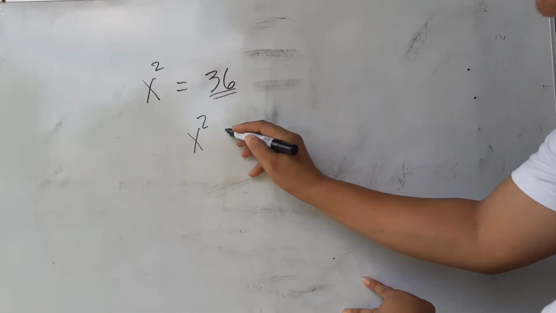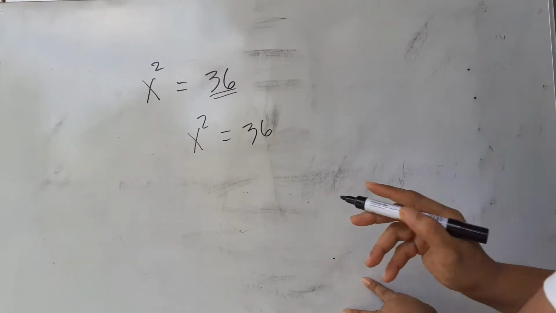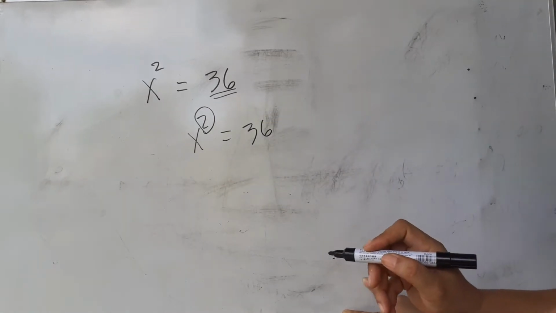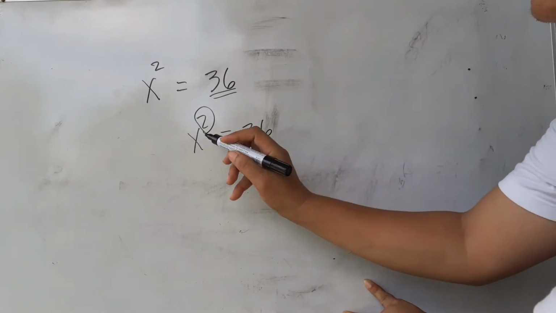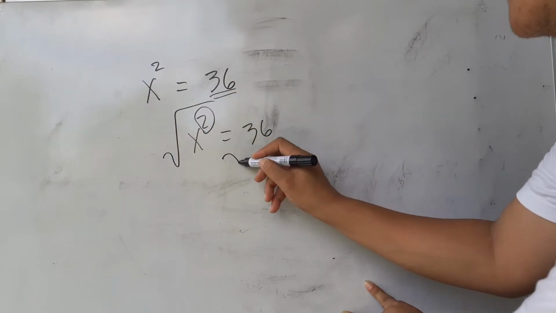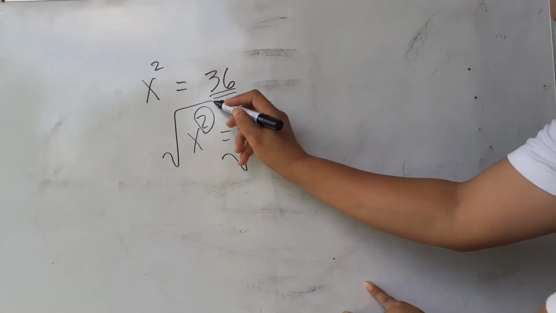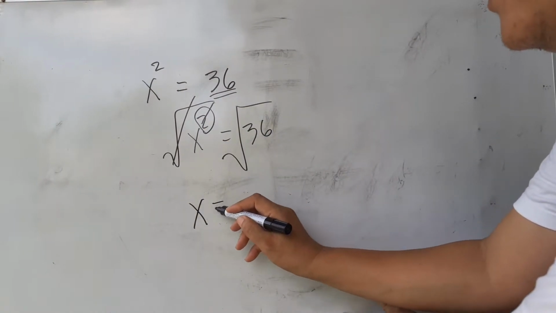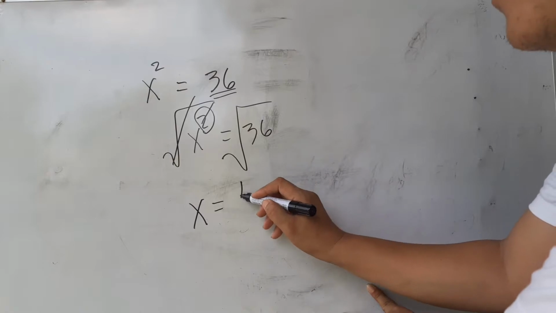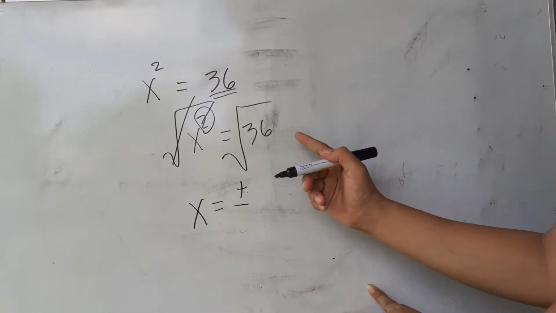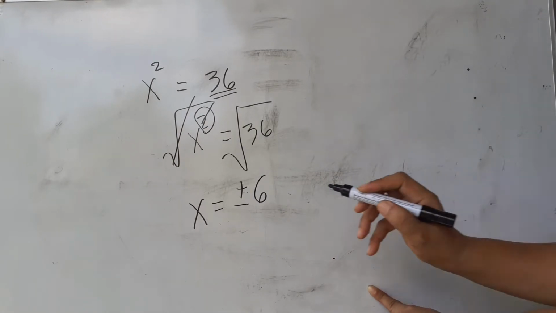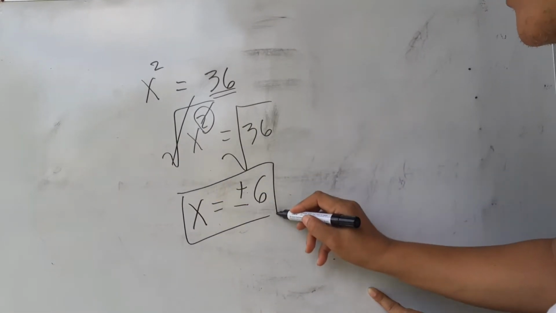So, we have x squared is equal to 36. Para po masolve natin siya, kailangan tanggalin natin yung square niya doon. Para matanggal po siya, we will have to get the square root. Cancel natin yung 2, cancel natin yung radical sign. So, we have x is equal to positive and negative, and the square root of 36 is 6.